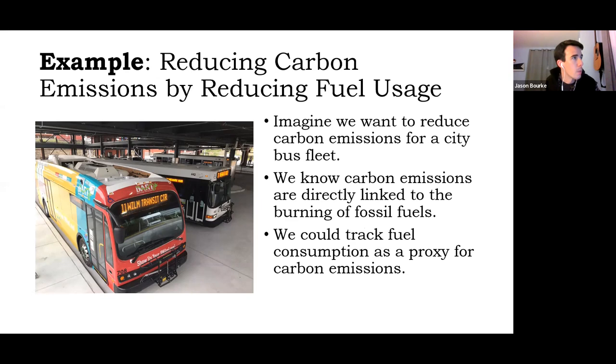And this is available in Blackboard as well, but just imagine that we're working for DART, the Delaware Transit Company. And we've been given the task of reducing our fleet carbon emissions. Well, we know that carbon emissions come from burning fossil fuels, and so we could track effectiveness by using fuel consumption as a proxy for our carbon emissions, because it's really hard to measure the amount of carbon dioxide coming out of a tailpipe. It's much easier to measure the volume of fuel going into the bus that's then burning it and turning it into carbon. So this is a really great indicator that we could use for effectiveness.